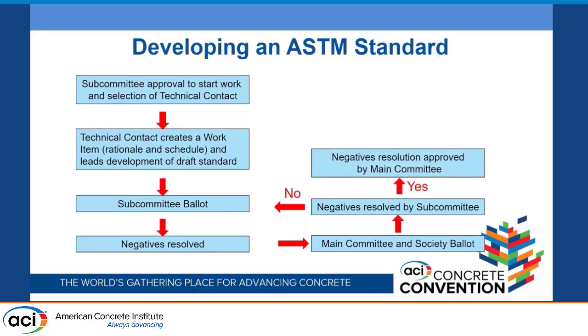If the subcommittee finds some negative votes on the main committee ballot not persuasive, that action has to be agreed upon by the main committee. And that's what happens when we go to ASTM meetings in December and June. That's the main objective, is to approve the actions of the subcommittees.